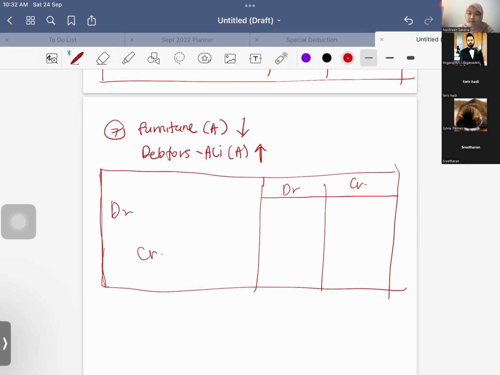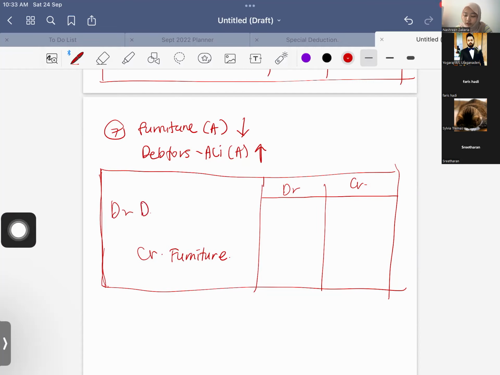Okay. Furniture is debit. Debtors is credit. Look at the formula carefully. Asset decrease, we will debit or credit? Asset decrease, credit. So, asset increase? Asset increase, debit.